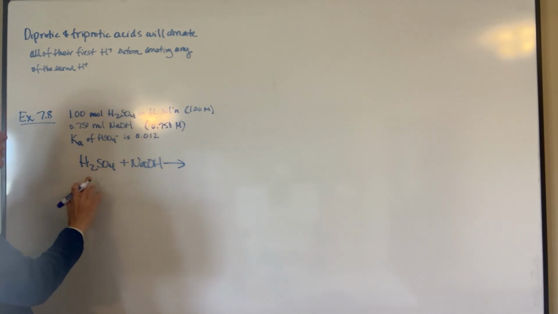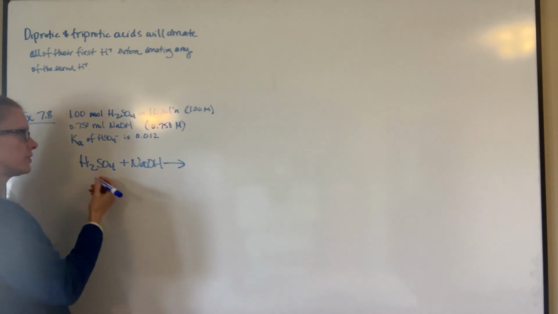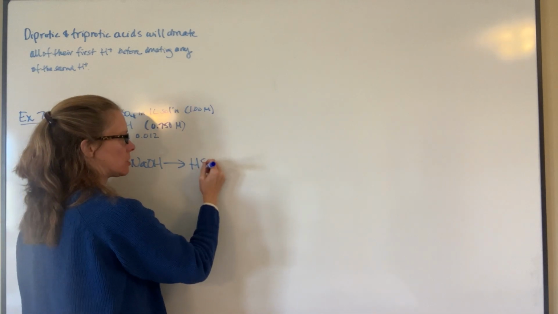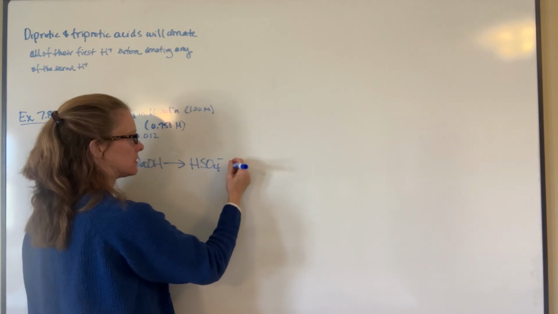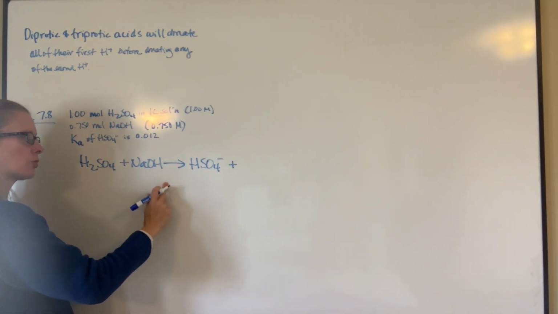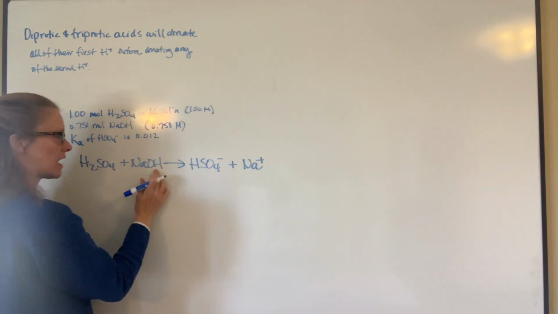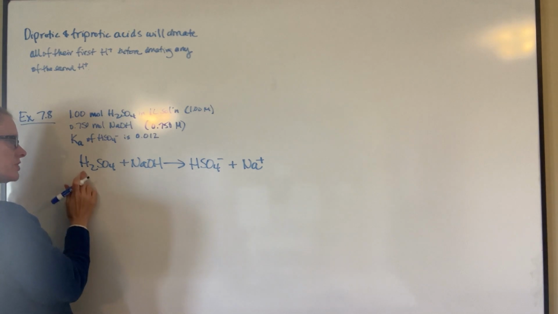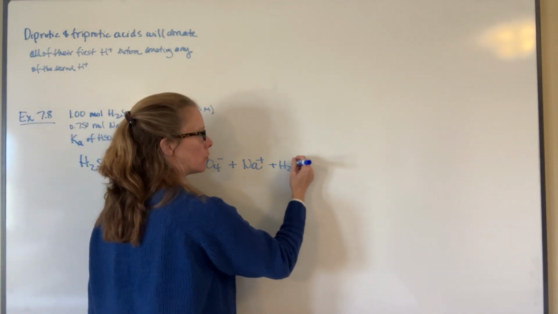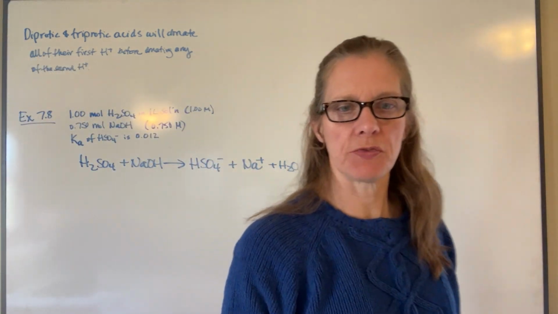So I'm just going to donate, remember our rule up here, we're just going to donate one at a time. So when this reacts, I'm going to have HSO4 minus plus, this breaks up into a sodium ion and a hydroxide ion. So I'm going to have a sodium ion, and this hydroxide ion is going to go with this hydrogen ion that was donated over here. So I'm going to have water. All right. Hopefully that wasn't too difficult for you to write.